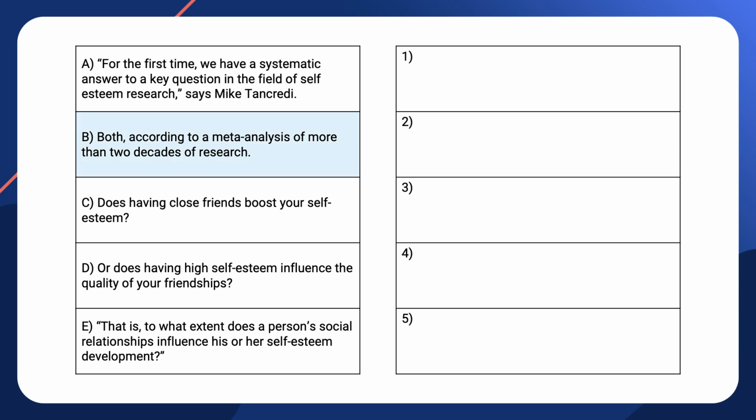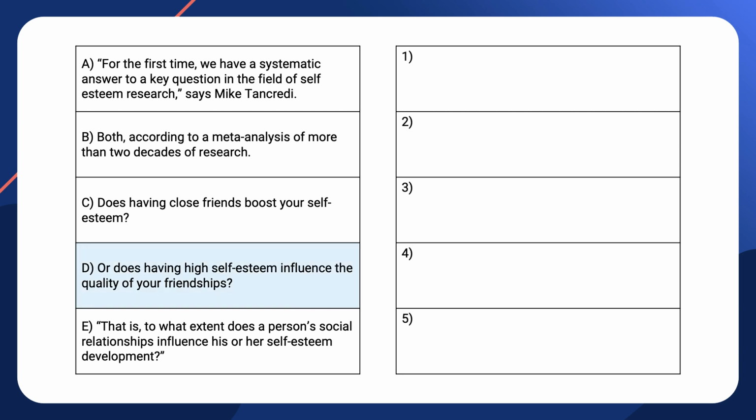Sentence B. Both according to a meta-analysis of more than 2 decades of research. I'm not happy with this one. With the word both, it looks like the sentence needs one before it. Sentence C. Does having close friends boost your self-esteem? Now, this sentence is a question, but it's a good sentence to start a paragraph. A good introductory sentence. I like it. But let's check sentences D and E, just in case.